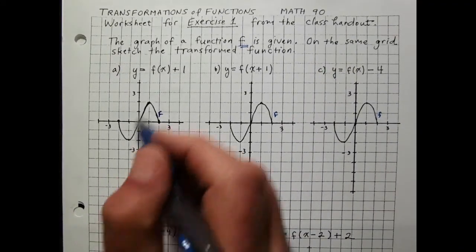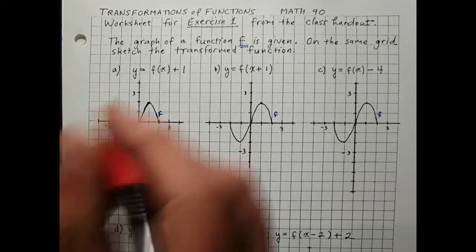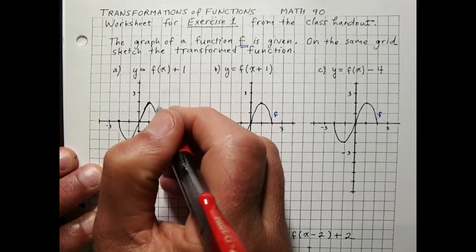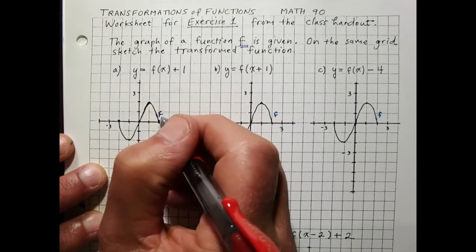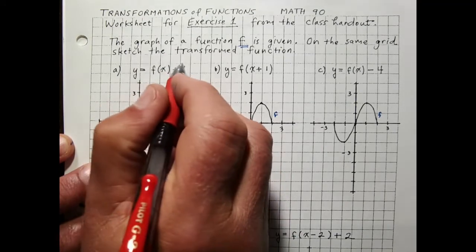And having a graph grid, I made sure the grid showed up because it just makes it a lot easier to do the vertical or horizontal shift if you have actual squares on a piece of paper to work from. So I'm going to do the transformation in red.